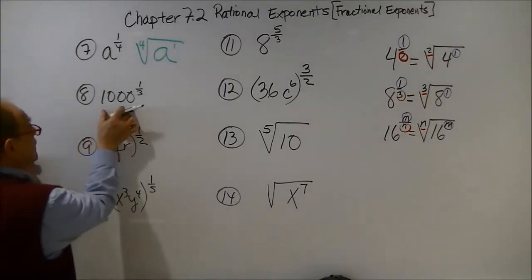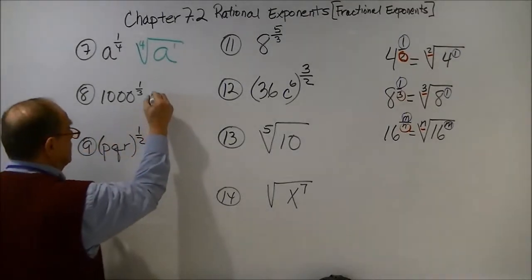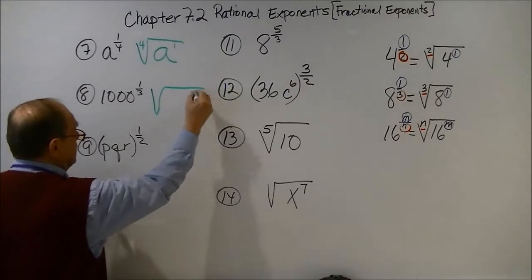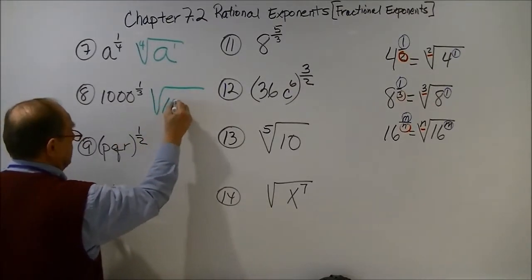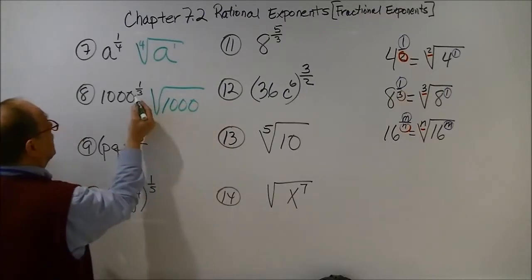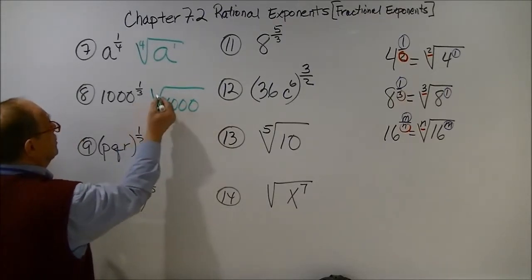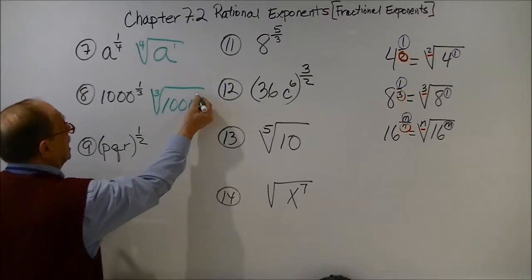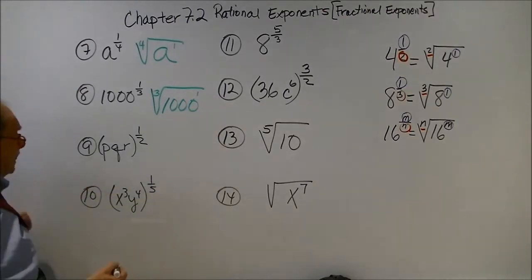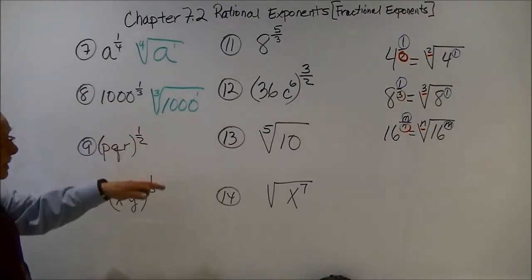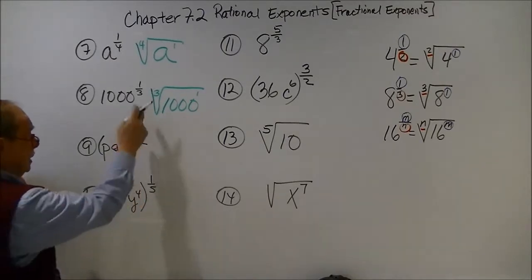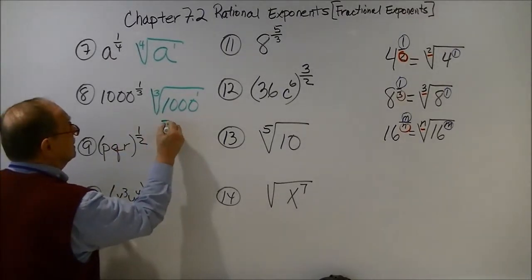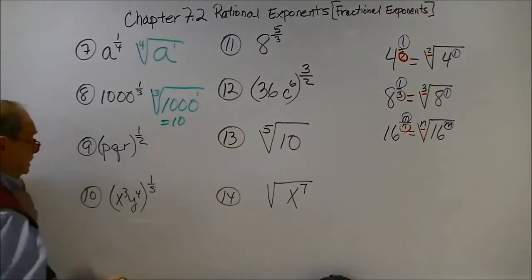So again, convert this to its radical form, radical sign, radicand. Our index number will be 3. Our exponent is 1. Now they said to convert it and then simplify if you can. So the cube root of 1,000 is going to be 10.